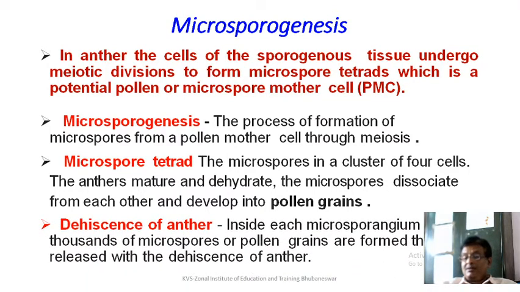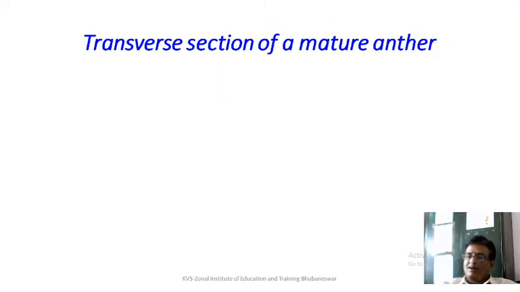Naturally, the term dehiscence is a new terminology. Dehisce is to get released. Inside the microsporangium, several thousand microspores or pollen grains are formed that are released with the dehiscence of the anther.